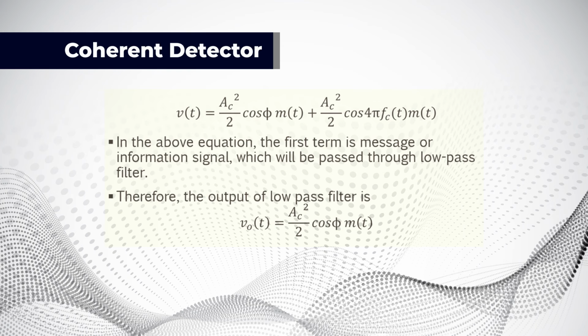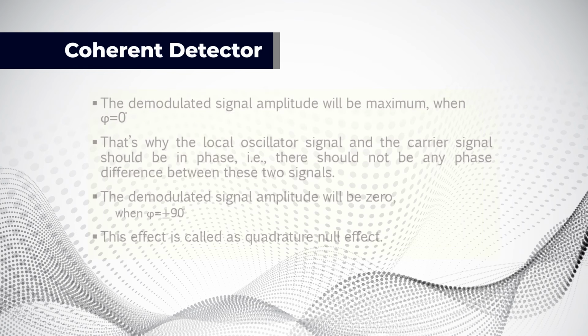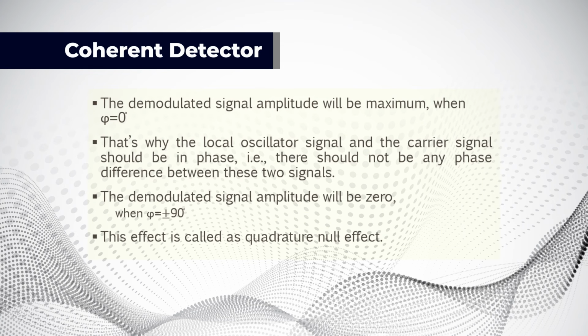In the above equation, the first term is the message signal or information signal, which will pass through the low pass filter, and the second term will be rejected by this low pass filter. Therefore, the output of the low pass filter is v0(t) = (Ac²/2) cos φ · m(t). In this way we recover our message signal m(t), and here (Ac²/2) cos φ is the scaling factor.